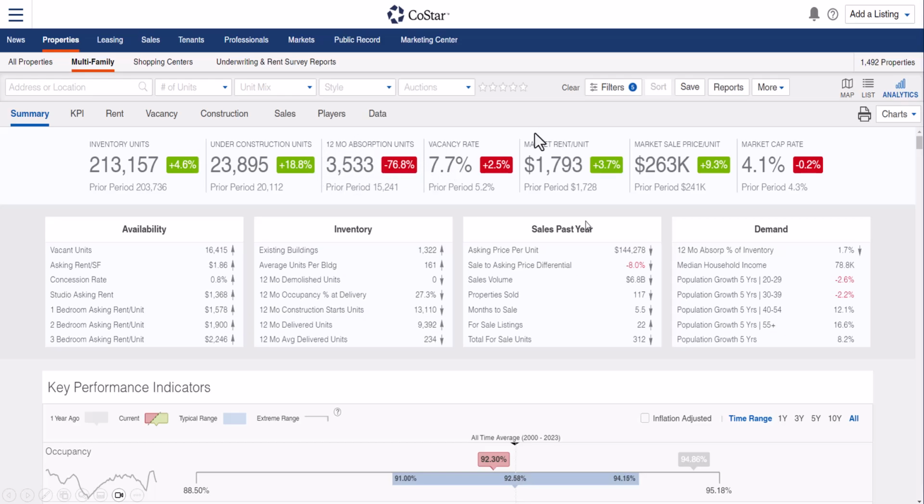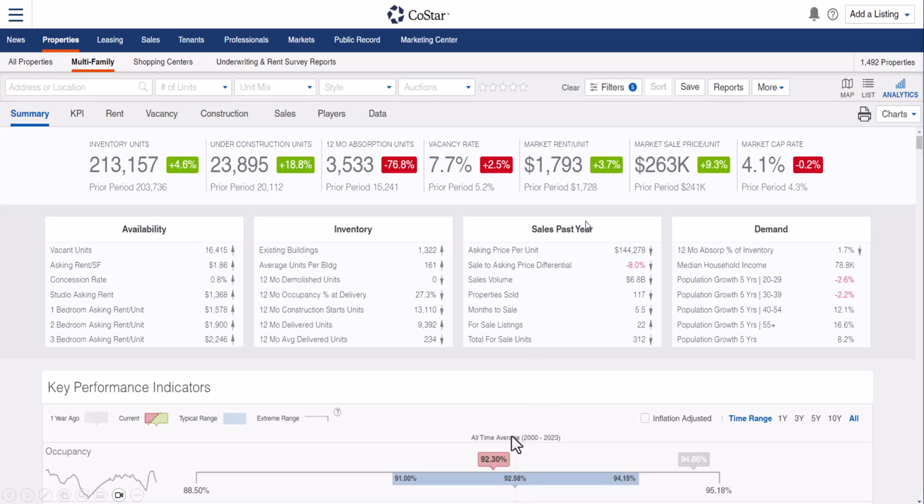Vacancy rate is 7.7%, which is an increase. So occupancy is decreasing in Orlando. Over the last 12 months, it was 5.2 the 12-month previous to that. And market rent per unit is continuing to rise, so we still have rent growth year over year, even though our occupancy is decreasing, okay? But we're going to look at it on a quarterly basis.